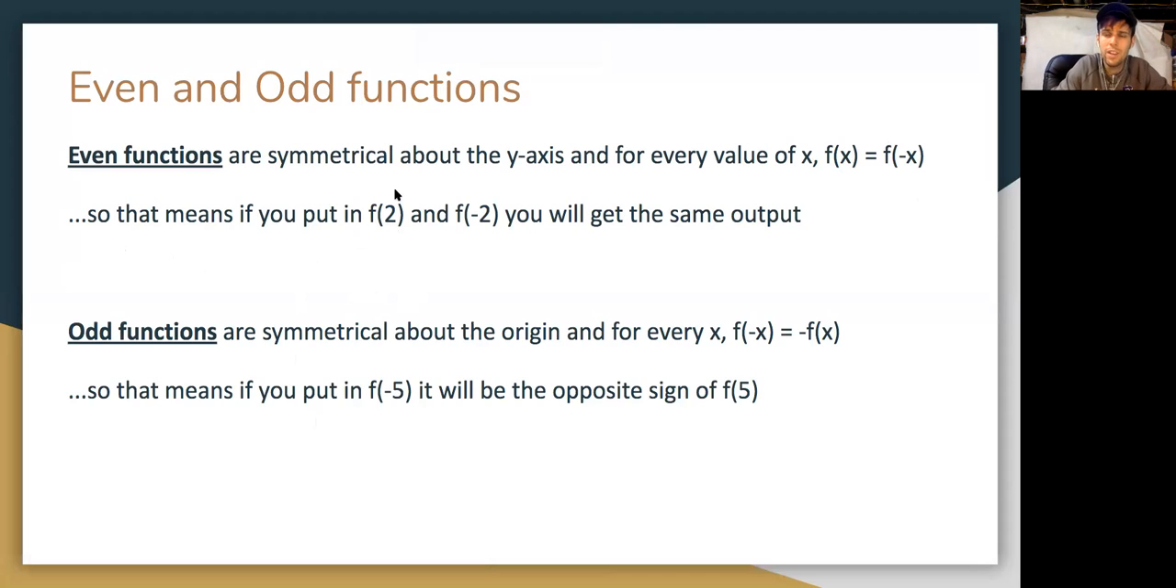2 and negative 2 are just an example. It could be any positive and negative number that are the same digit. So f of 5 and f of negative 5, f of 10 and f of negative 10. If that's true for all values of x, then we call it an even function.